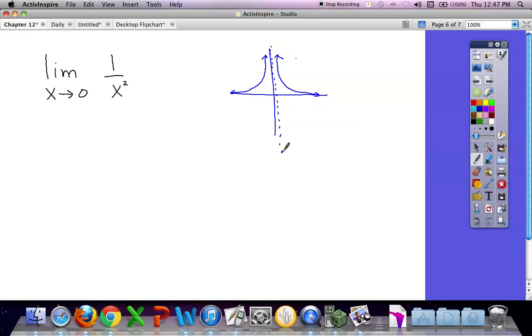Okay. So in this situation, as I'm approaching x equals 0 from the left, it's going to infinity. There is no limiting value. As I'm approaching from the right, getting closer and closer to x equals 0, the value of the function is going towards infinity. There is no limiting value. So when that happens, there is no limit, right? No limit at vertical asymptotes.